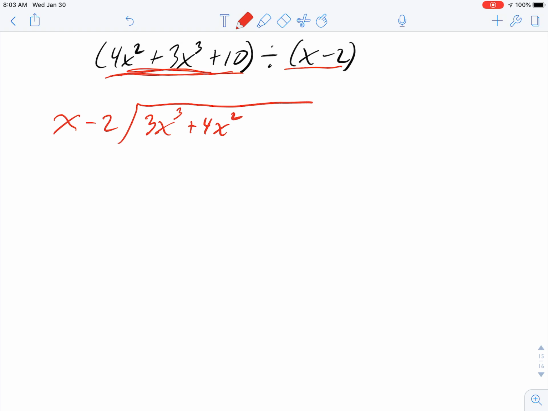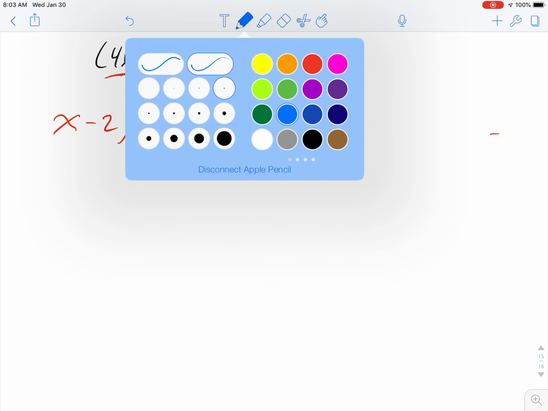But we need to have something in each place. So there needs to be an x term, and I don't see one, so I need to remember to include a 0x. This is really important, as you'll see when we get going, that you include the 0x term. It's similar to if you were dividing into like 2,405. That 0 is kind of important as a placeholder. Okay, so now let's go through the process.